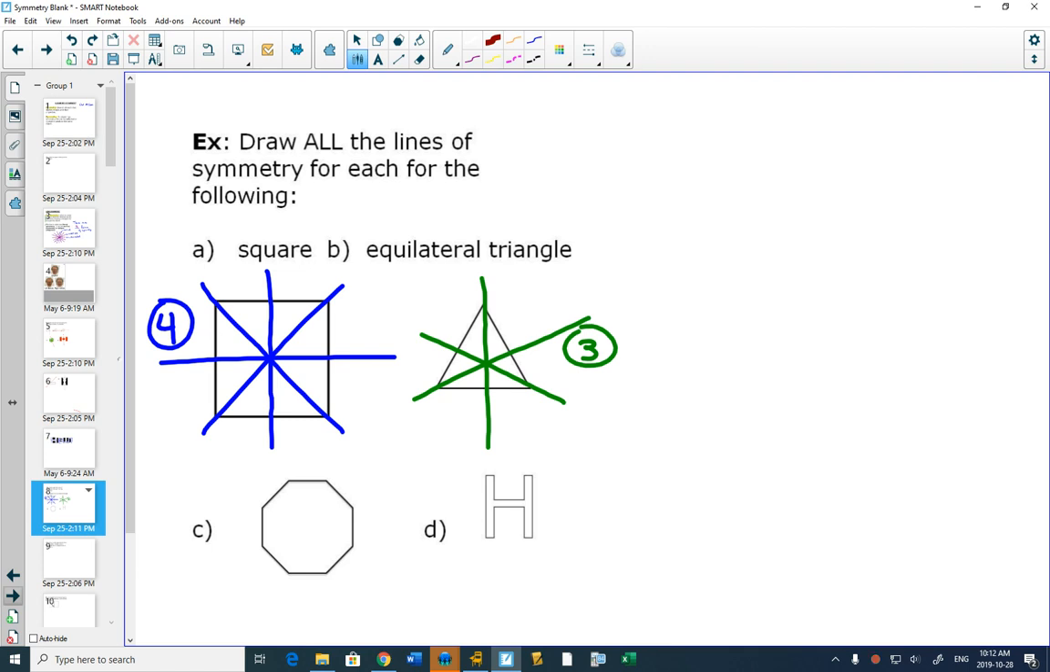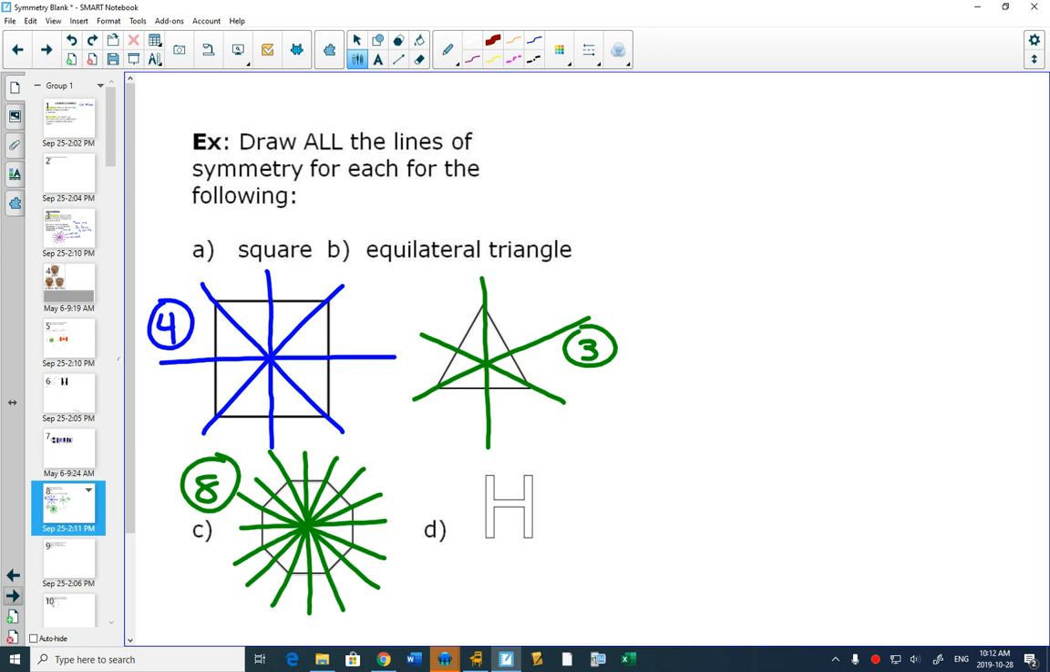Justin, pick someone for the next one. Riley. This is the easy one since we've done it already. How many are there? There are 8. Okay. Through all the middles, and then through all of the points as well. And 8. 8 of them. It looks like a lot more once you draw it, doesn't it?